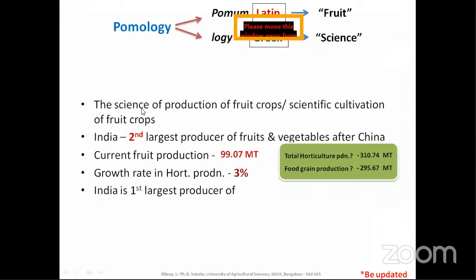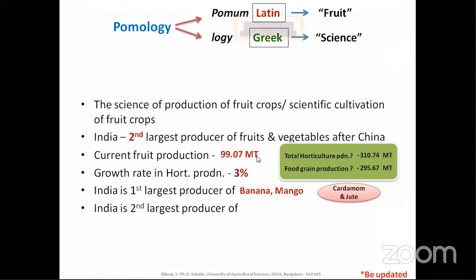And we all know that India is the first largest producer of which crops? That is banana and mango. And what are the other crops apart from fruit crops? That is cardamom and jute. These are the ones pioneered by India. And India is the second largest producer of milk, rice, tomato, potato, and also cashew apple.